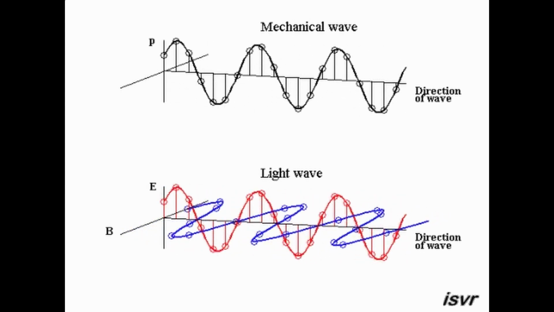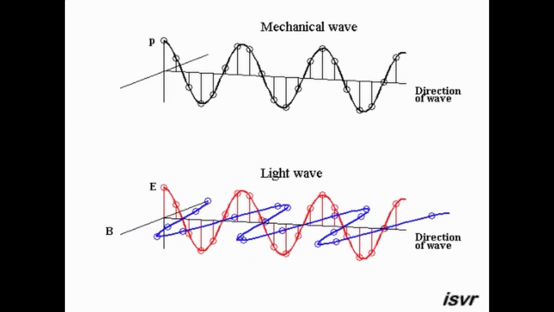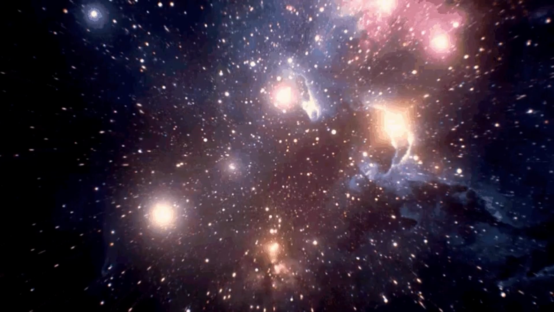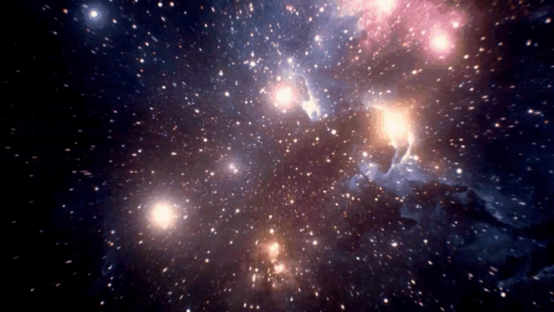High-energy cosmic events. Cosmic events like supernovae and gamma-ray bursts produce incredibly high-energy states. These events involve the release of vast amounts of energy during the explosion of massive stars or the collision of neutron stars.